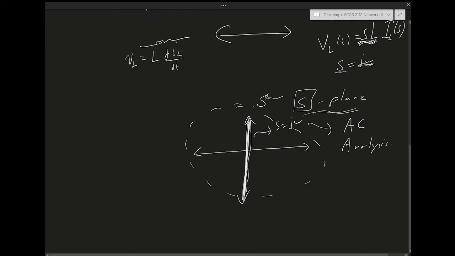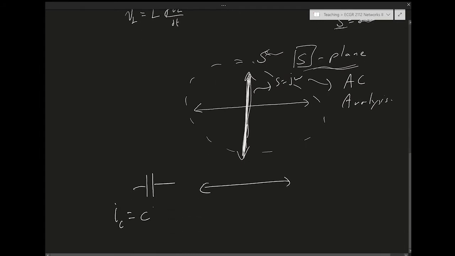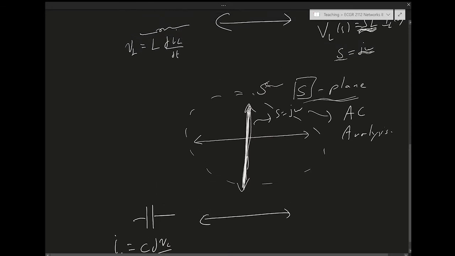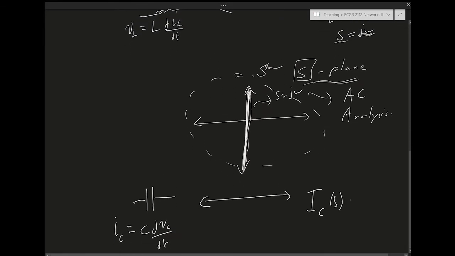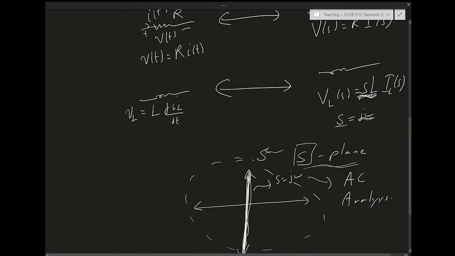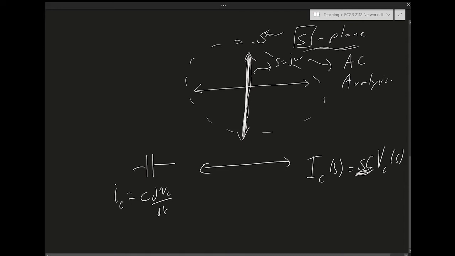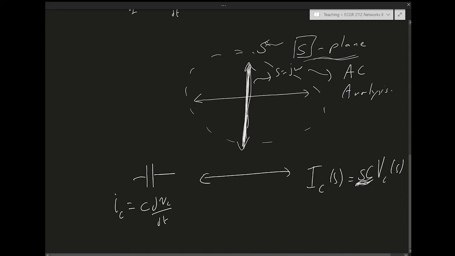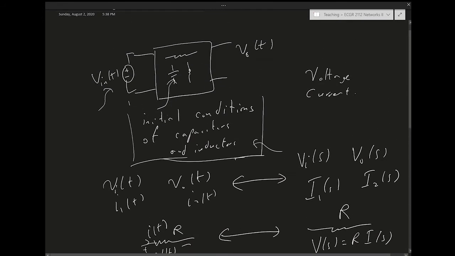What about the capacitor? The capacitor has iC equals C dvC by dt, therefore IC(s) equals sC times VC(s), since differentiation becomes multiplication by s. Again, notice it's much simpler. It becomes multiplication, it becomes algebra. And this shows up as the impedance in the S domain of a capacitor. All the rules about summing impedances and paralleling impedances follow in the same way. All the circuit rules follow.